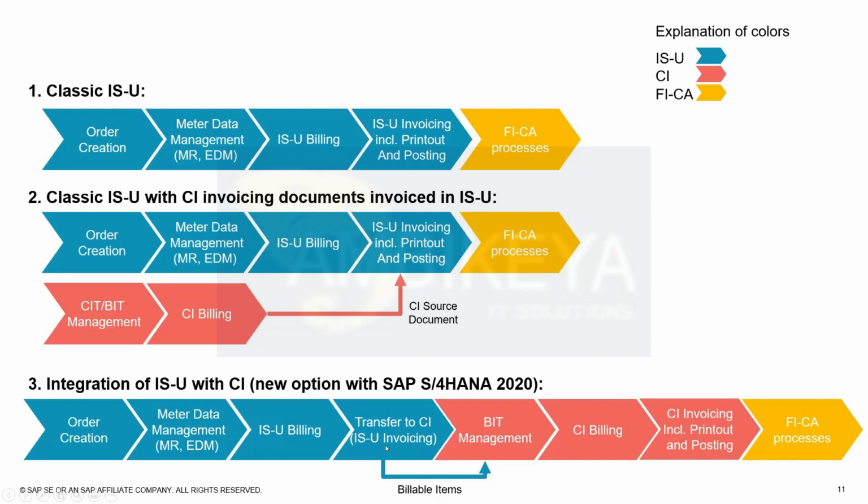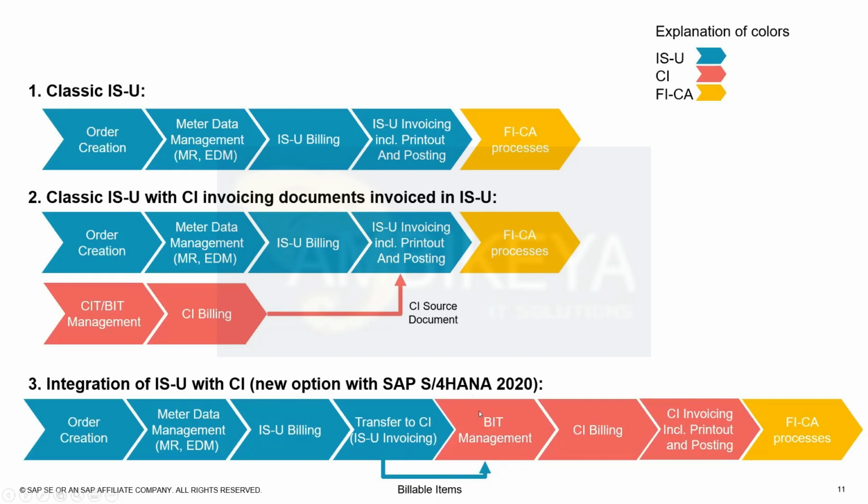But after the ISU billing, after you will have the billing document, we will send this information as a billable item to the bid management, to CI. Here we are using, just only for technical purpose, the ISU invoicing process, which will do the mapping from ISU to CI.